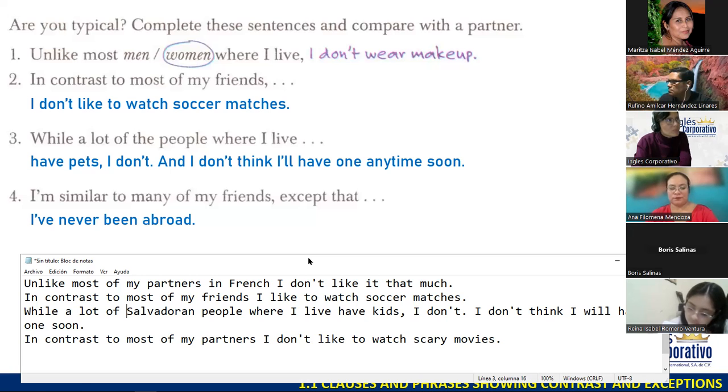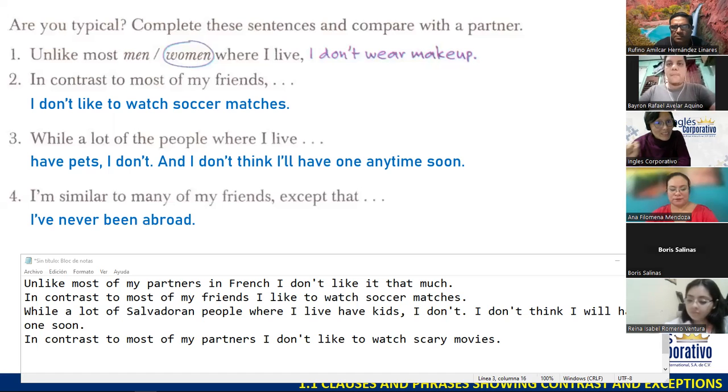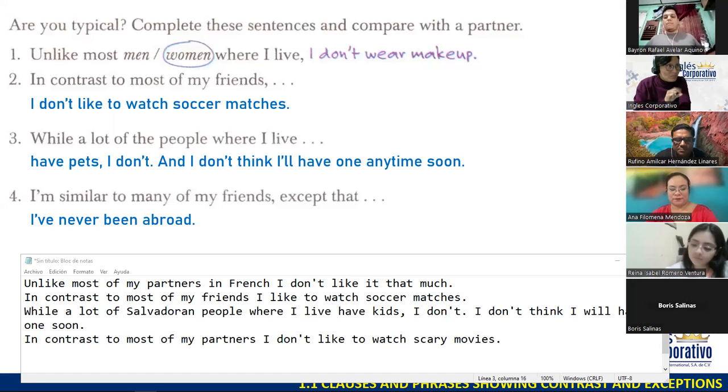While. Perdón, Rufino creo que tiene el micrófono. Ahí está, gracias. Y la otra, cuando usamos while, es diferente. While a lot of friends where I live have pets, I don't. Va en la primera parte. Okay? I don't think I will have, you know, one anytime soon. But aquí, ¿verdad? Ese es el ejemplo de esa. Usted puede dejarlo hasta I don't. De ahí lo demás, pues yo se lo agregué.